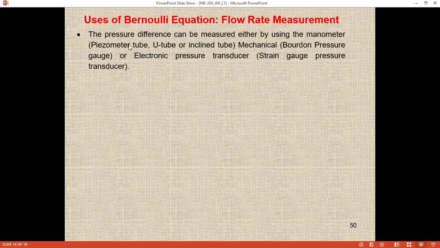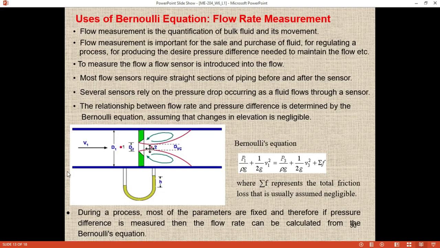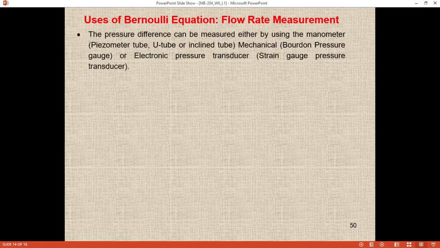The pressure difference can be measured by using a manometer tube, piezometer tube, U-tube, inclined U-tube manometer, Bourdon pressure gauge, or strain gauge pressure transducer. There are so many types of instruments that can be used to measure the pressure before and after the obstruction. Here we used a U-tube manometer, and we can use other types of measuring devices also.